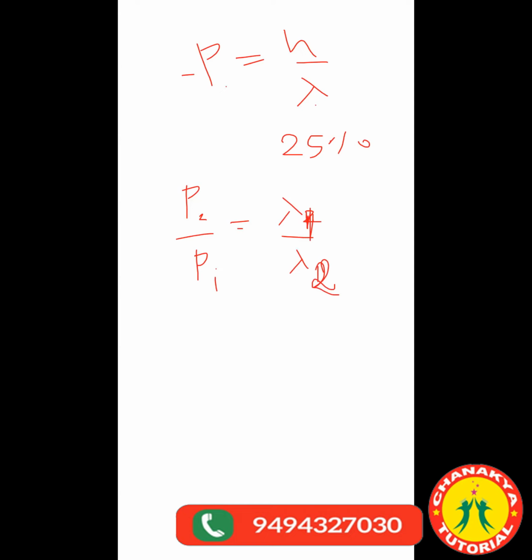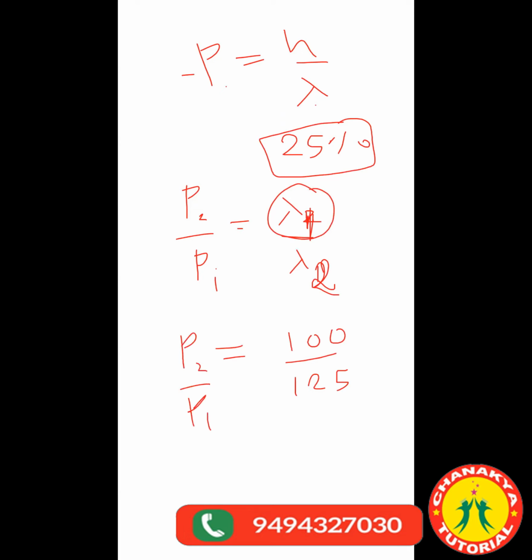So from here, the initial wavelength you assume as 100%. Now, how much is the change? 25%. So it will be 125. So from here you get P2 by P1 is equal to 100 by 125. You solve it: 5 twos are 10, 5 fives are 25, so you are getting 4 by 5.